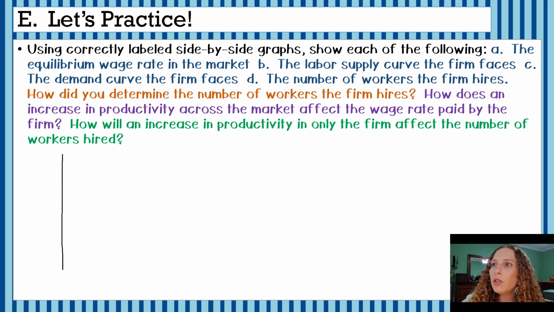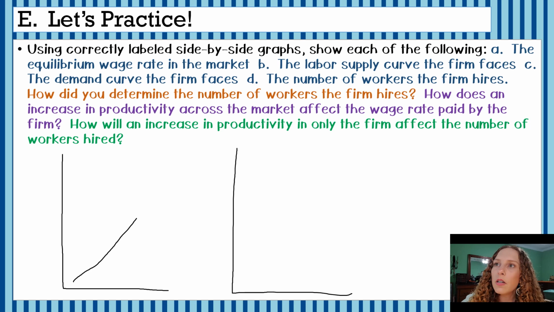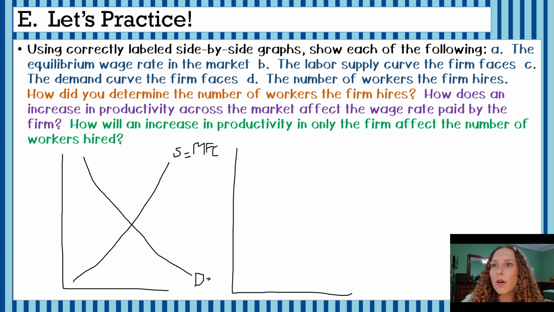So I'm going to draw two side-by-side graphs. This one is going to be my market. This one is going to be the firm, okay? Just like in perfect competition, our market looked something like that. So this was our supply of labor. That is equal to the marginal factor cost. And then this, of course, is the demand for labor, which is the marginal revenue product. Okay, all right. So there's the equilibrium.